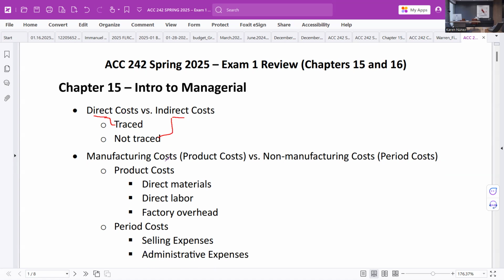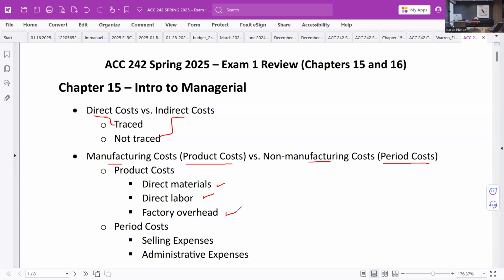And then the next level of classification that we have for costs is manufacturing costs versus non-manufacturing costs. We also call those manufacturing costs product costs, and the non-manufacturing costs are called period costs. The manufacturing costs or the product costs, there are three of them: the direct materials, the direct labor, and the factory overhead. So when we have costs that are related to manufacturing or production, they have to fall into one of those three categories.